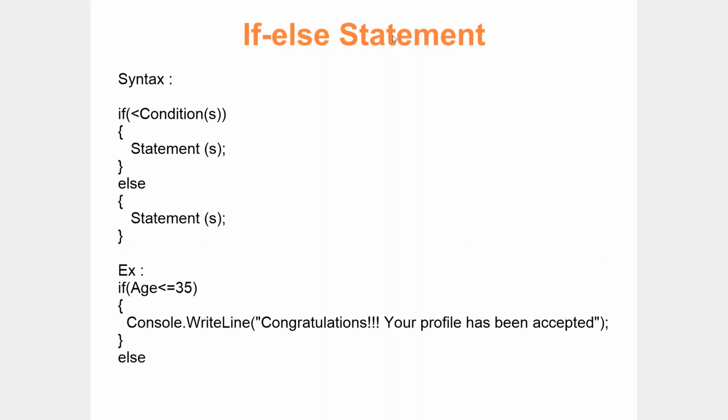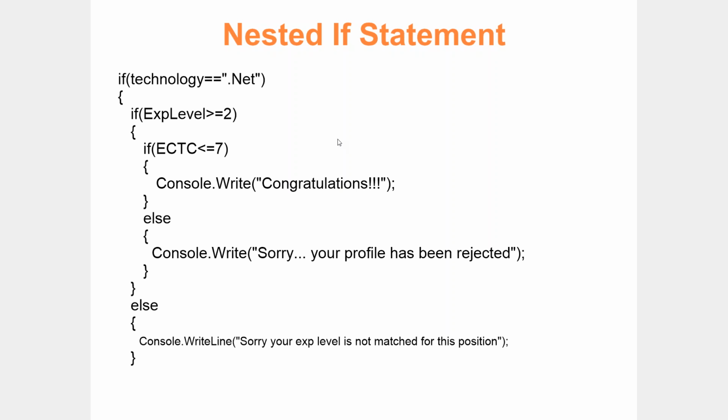Our next concept: we have seen the if statement, if else, and now nested if. So how do we validate it? First, check his technology. If technology is equal to .NET, then only go for the next condition. If this condition is really true, it will go inside this block. Once it comes inside the true block, it means yes, he is a .NET resource. Now check his experience level. If experience level is greater than or equal to 2, then only go for the next condition. See, your ECTC condition will be verified if and only if the above condition is true.